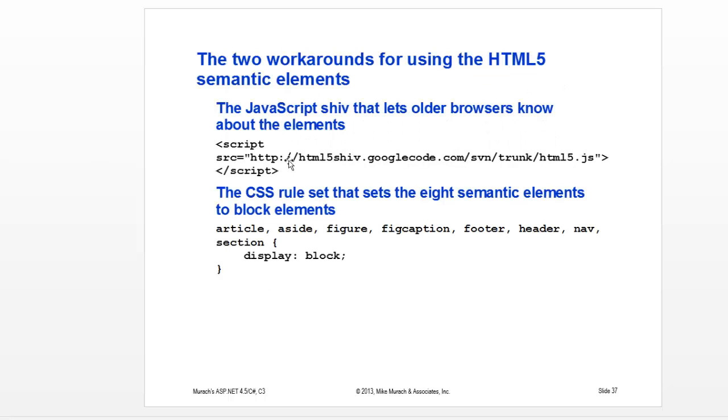So here's the workaround for using the HTML5 semantic elements. This is one of the biggest issues with browsers that can't interpret HTML5, the semantic elements. Now, if you're thinking, well, what's a semantic element? If you'll recall, when we were talking earlier, we had the header and the section and article and things like that, footer. Those are the semantic elements.